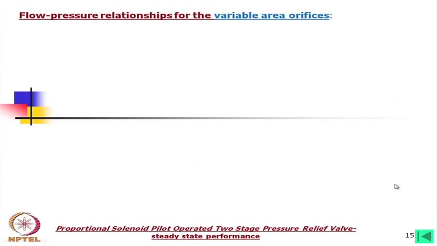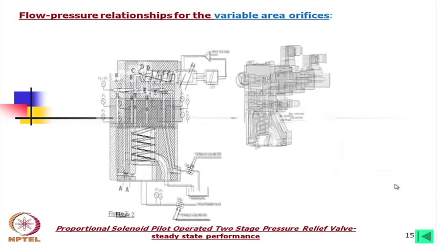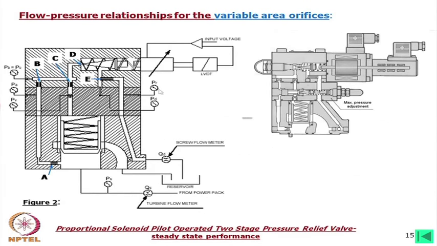Now, we shall consider the variable area orifices. Again I am showing this valve. Variable area means here D and the main spool. D is the pilot stage and this is the main stage, but if you look into the construction here, this angle is much higher than this angle.